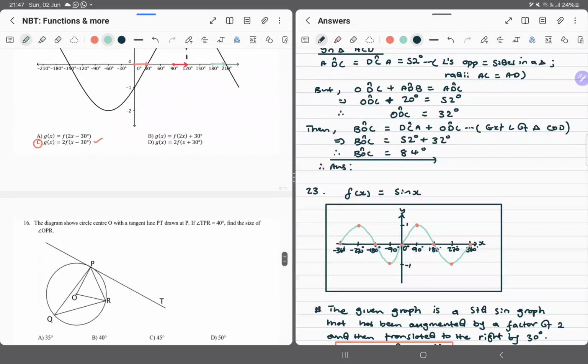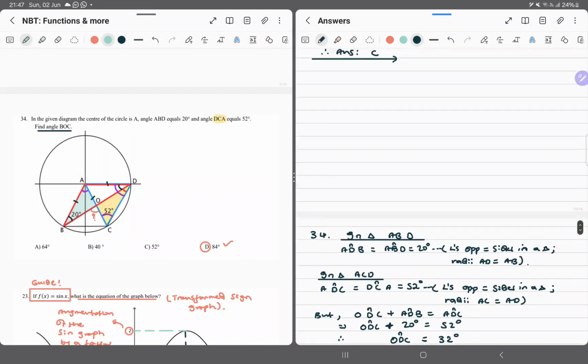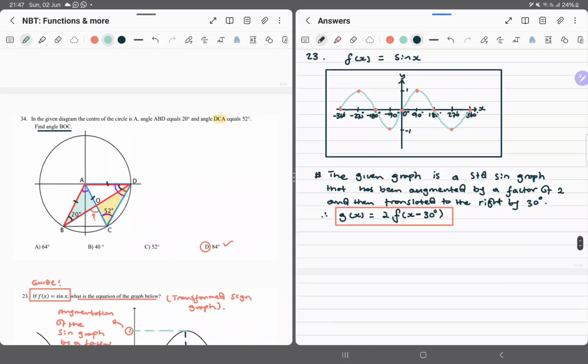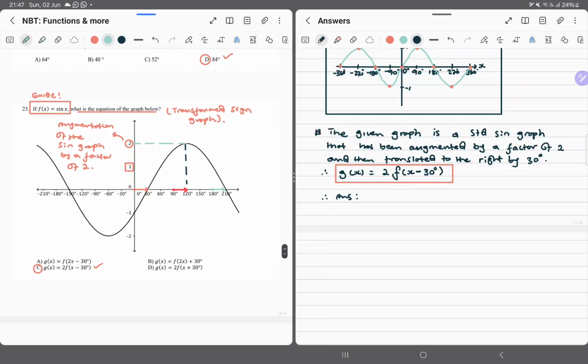Therefore, the answer here was D. It's important because you need to know the answers. You need to know the answers here. So therefore, the answer on this one became C.